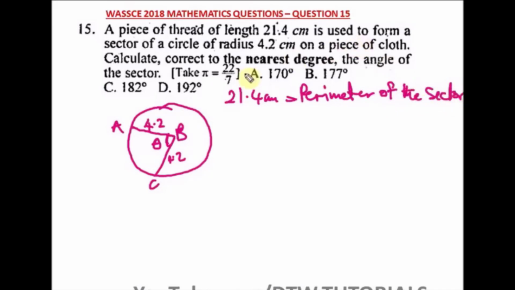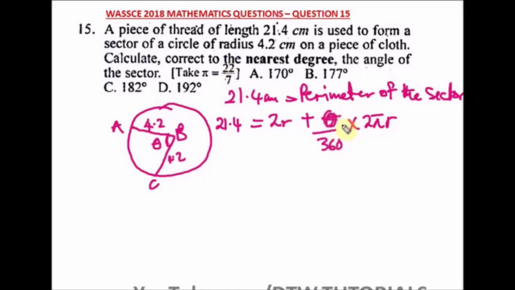And we're told to find the angle of the sector. Remember from our formula, what's the perimeter of the sector? The perimeter of a sector is 2r plus the length of the arc. The formula for the length of the arc is theta over 360 times 2 pi r. So 21.4 is equal to this, and we've been given r as 4.2 and pi as 22/7.